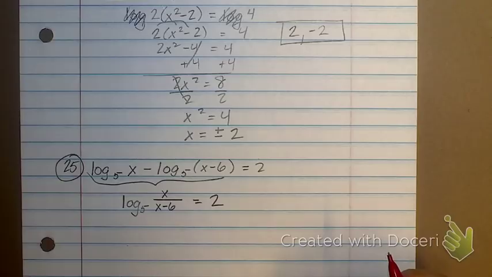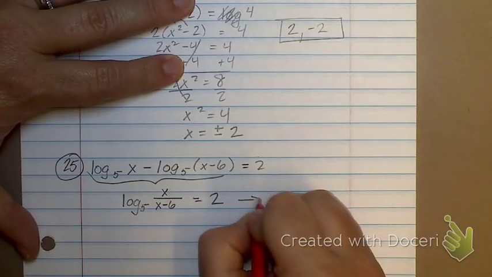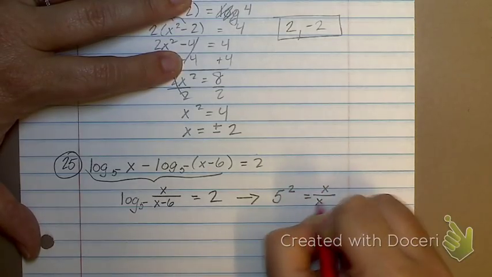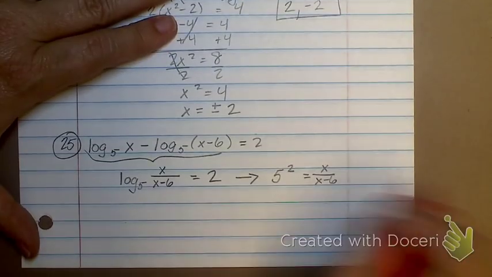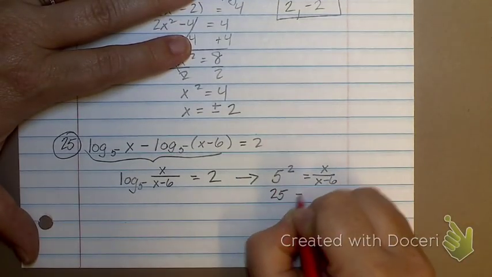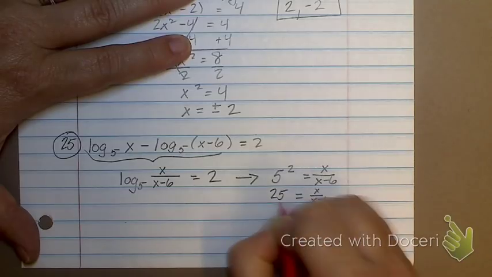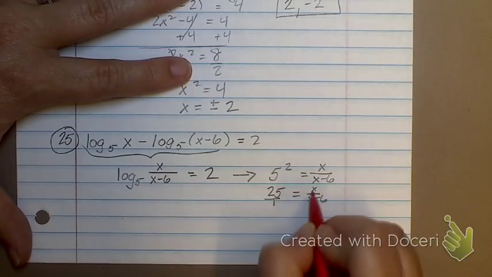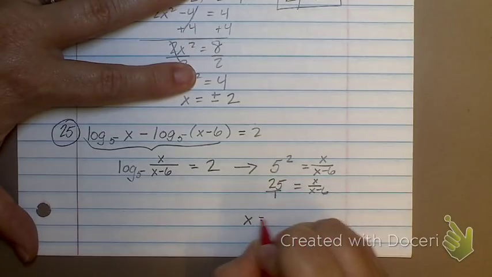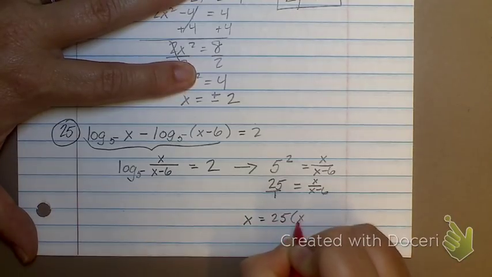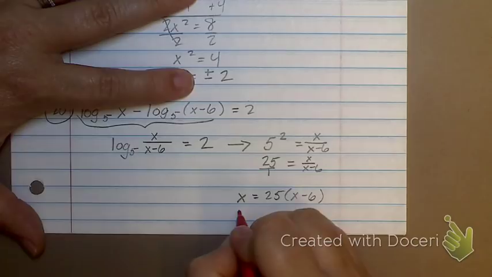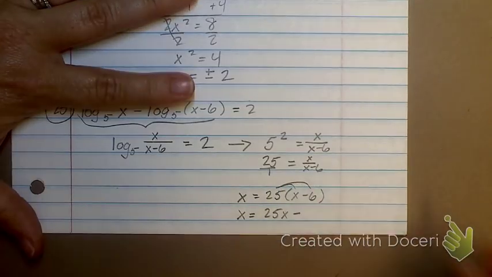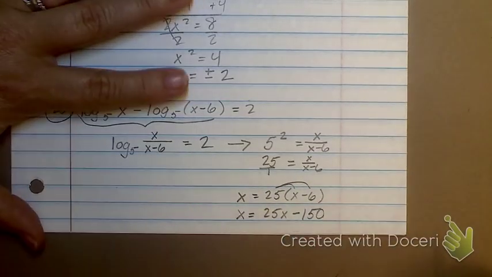Now if I go to exponential form, what does this become? 5 to the second is equal to x over x minus 6. What is 5 to the second? 25 equals x over x minus 6. I'm going to call that 25 over 1, and all I'm going to do is cross multiply. 1 times x is x, and then on the other side I have 25 times x minus 6. So x equals 25x minus what? 25 times 6 is 150.